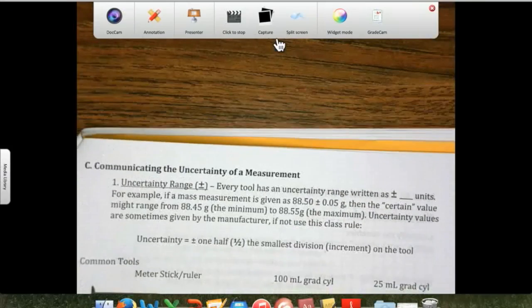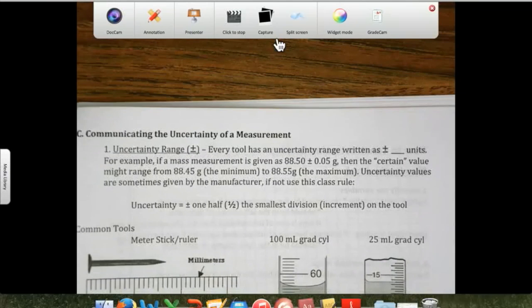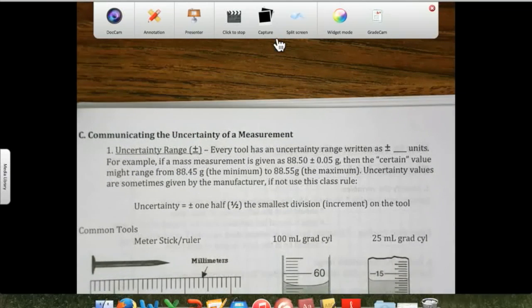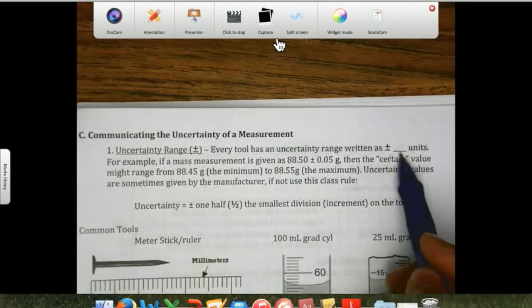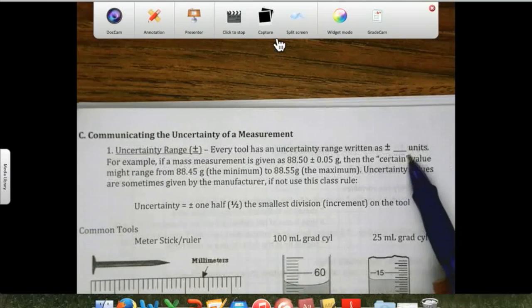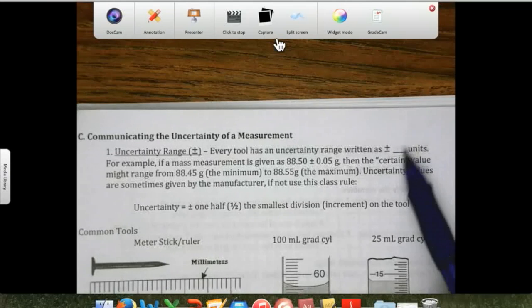All right. Most of the time, we just understand that no matter what we do, there's always going to be just a little bit of uncertainty. It doesn't matter how good your tools are, there's always just going to be a little bit of uncertainty. We call that the uncertainty range. So every tool has an uncertainty range that's written as plus or minus, and this blank is whatever that might be. So sometimes it's plus or minus 3 units, plus or minus 10 units. Whatever it is, it's going to tell you.